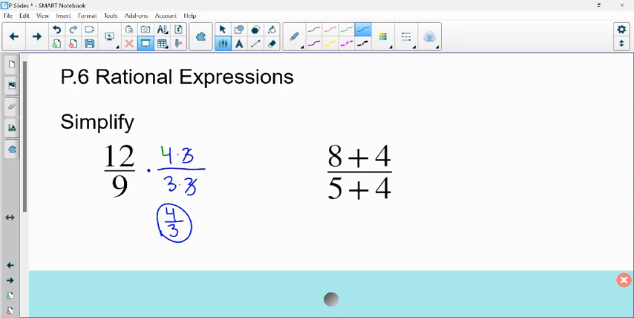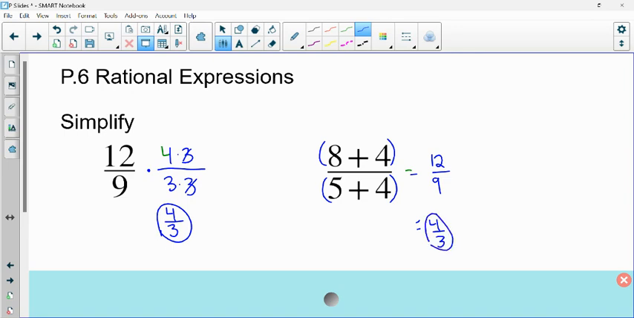Now for the second one, what do we have to do for the second one? We have to add first. Okay? Because when you have a fraction written top bottom like this, it's really an imaginary set of parentheses. So we end up with 12 over 9, which is the same thing we just had, which would be 4/3.